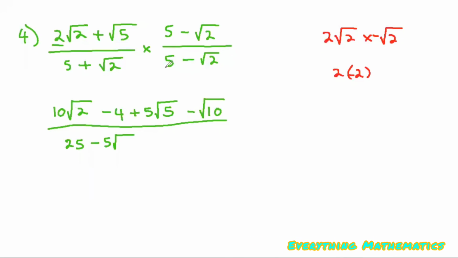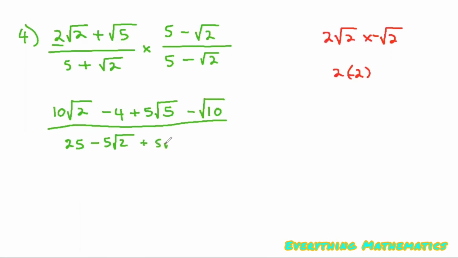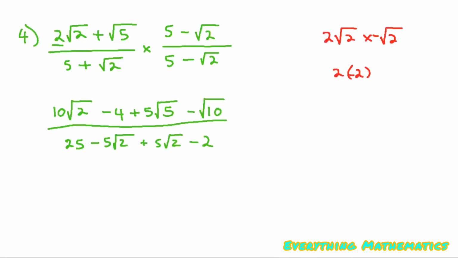So 5 times 5 is 25. 5 times negative root 2 is negative 5 root 2. Then positive root 2 by 5, that's positive 5 root 2. And root 2 times negative root 2, that will just be negative 2. Cool? And from here, we just simplify.